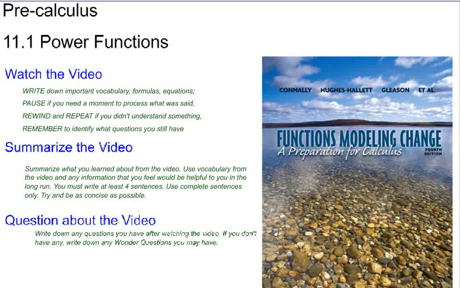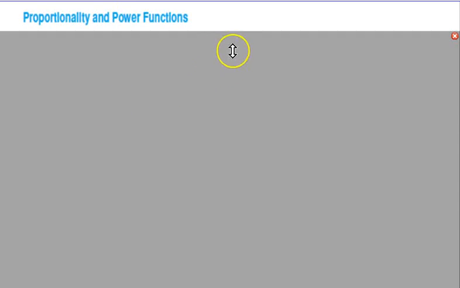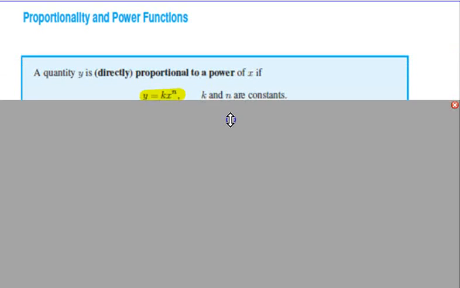Okay, let's begin. Today we're going to start talking about power functions, but before we can talk about power functions, we have to talk about proportionality. And both of these concepts you've actually used before without using the word proportionality or power functions. So there's two types of proportionalities. There's directly proportional and inversely proportional.